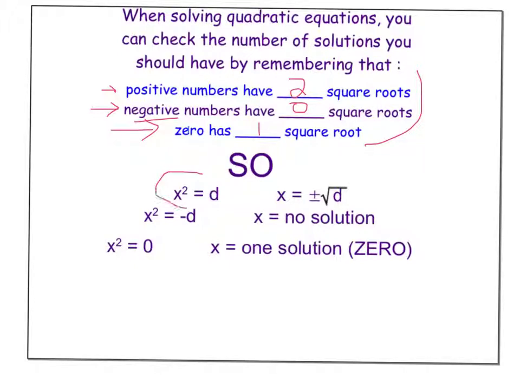This is another way to think of it. X squared equals d. D is positive, so it has 2 solutions. X squared equals negative d. You can't find a square root of a negative number, so it has no solutions. And x squared equals 0 will only have 1 solution.